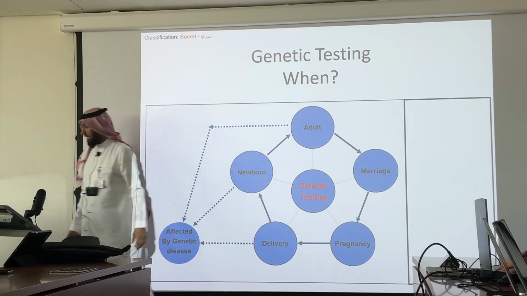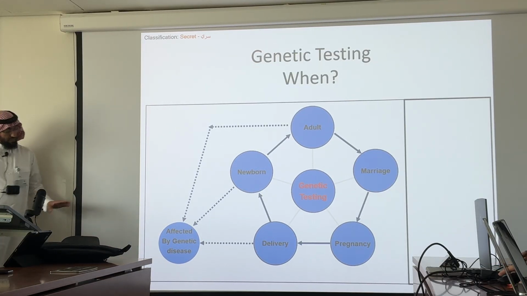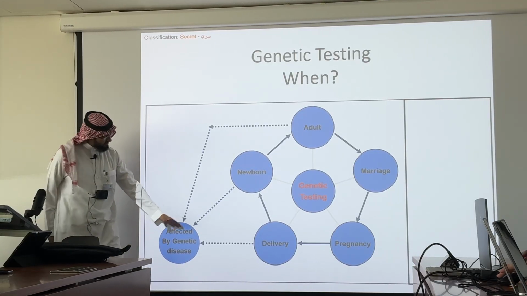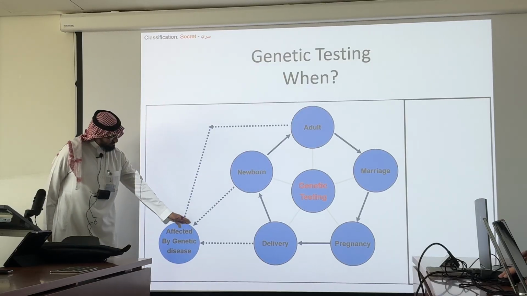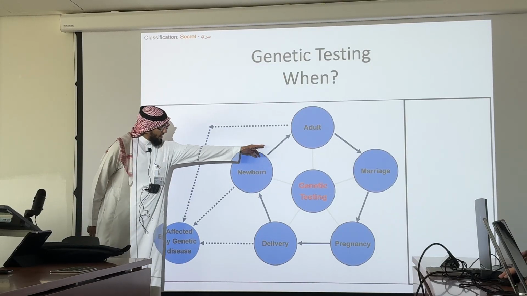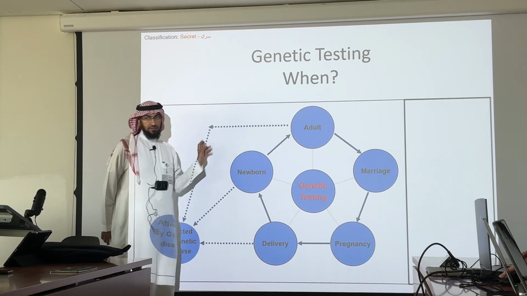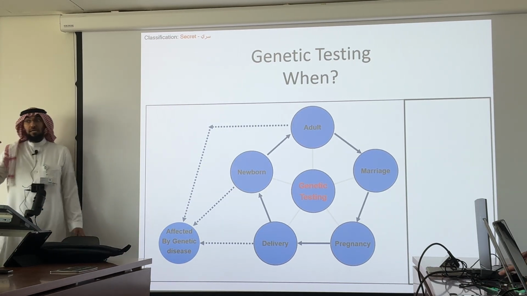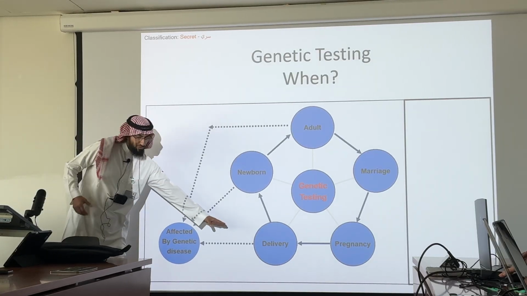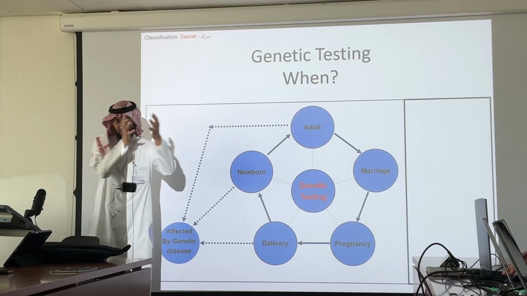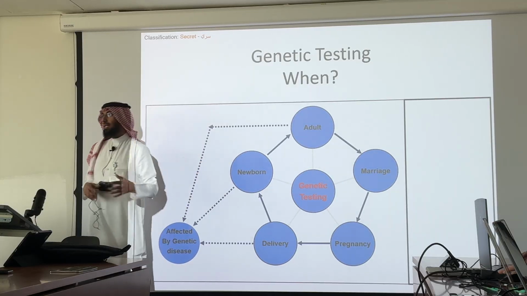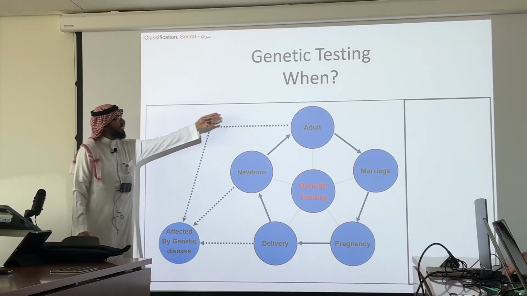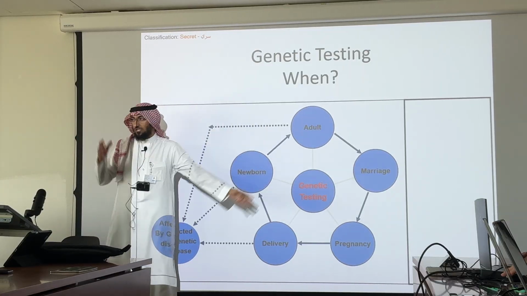So this baby, when delivered, will sometimes be affected with a genetic disease. Sometimes he will develop it as a newborn, or when he's a child, or when he's an adult. At any stage, he could develop a genetic disease. Genetic disease is not always congenital. It could be congenital, from birth, and it could be genetic but not congenital, starting at adult age. There are genetic diseases that start at adult age.